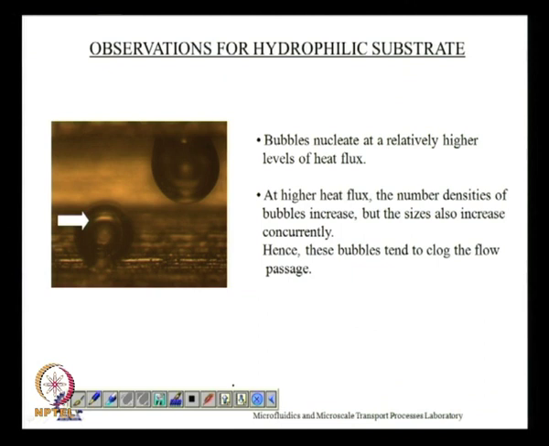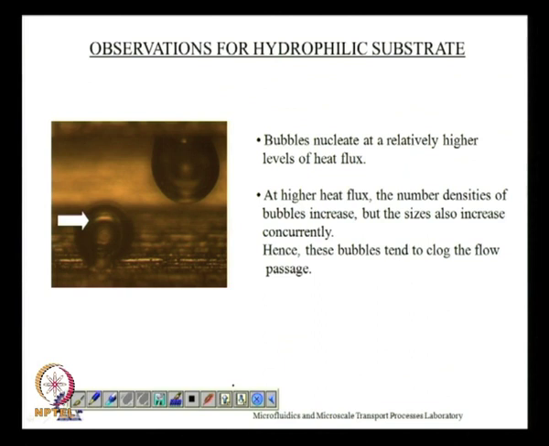And finally, we come to the hydrophilic surface. Here we see that the bubbles nucleate at relatively higher levels of heat flux, which is expected. If you have a hydrophilic surface, then the molecular interaction between the solid and the liquid molecules will be relatively large.